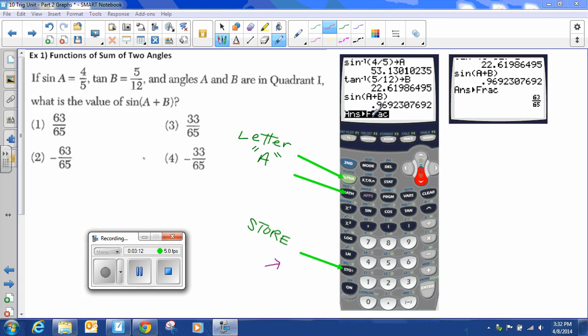Inverse tangent is the same way. Store that into B, and then since they want us to find sine of A plus B, we type it in exactly like that. Sine of A plus B gives us this decimal, 0.9692, etc. And we change this into a fraction using the math fraction option. And we end up with 63/65. Very simple when you use the calculator.